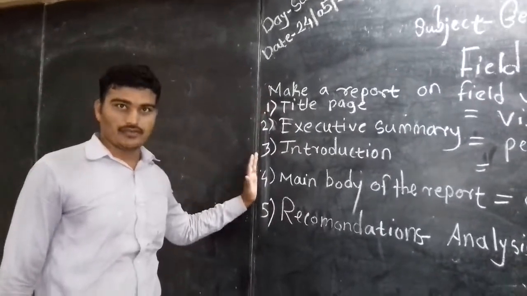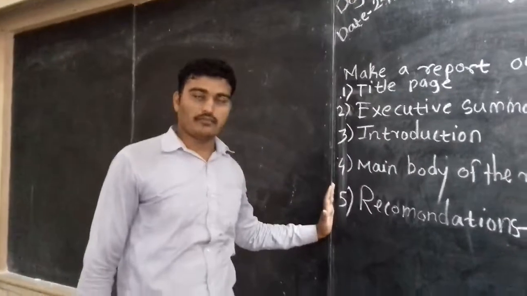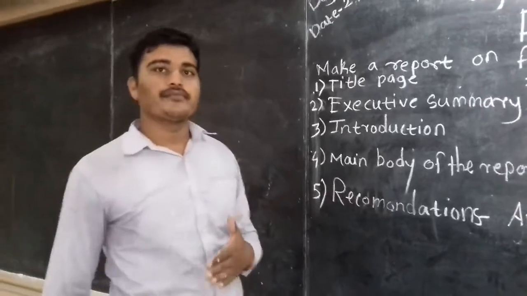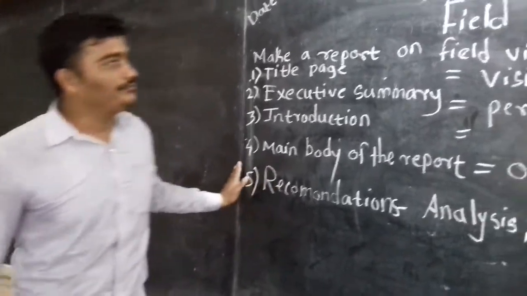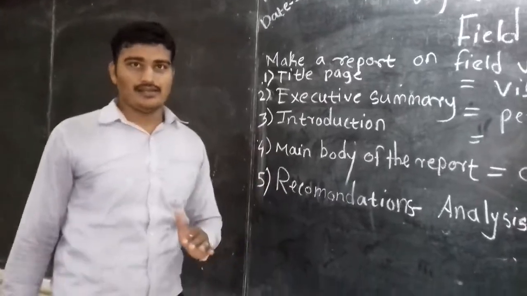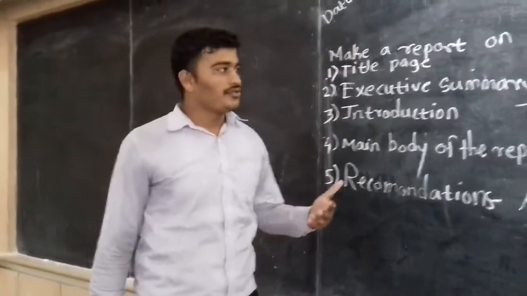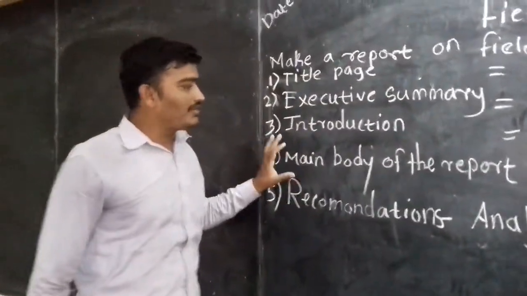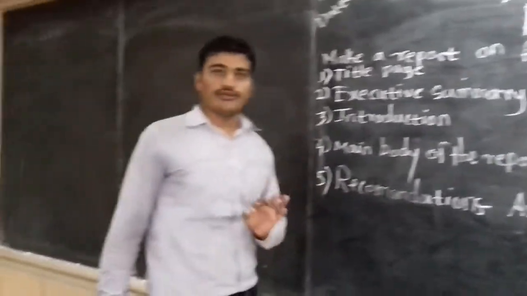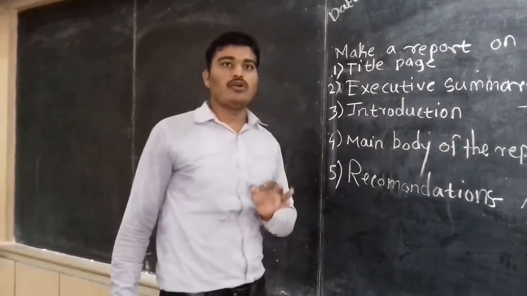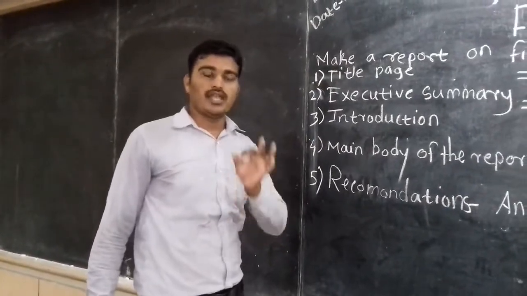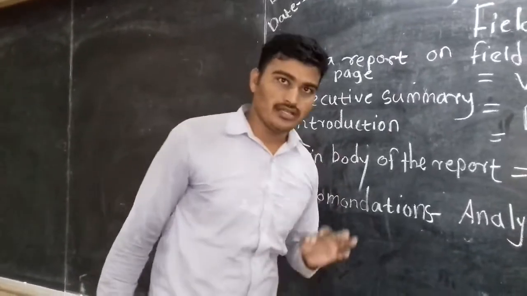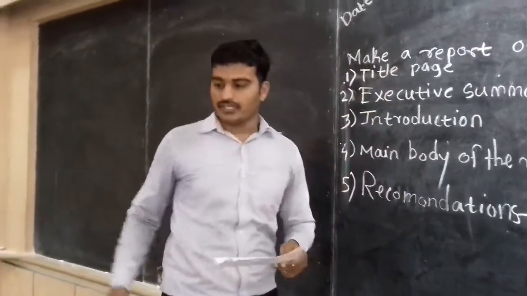For the first question, I have given points for writing a report about the field visit. So you have to use all these points, and afterward you have to write one report on it and show me. But while writing reports, you have to focus mainly on the main body of the report. All points should be there, and your small observations, each and everything you have noticed, should be mentioned in the report. So the first question is over.